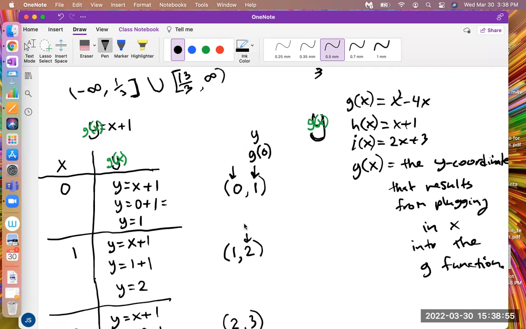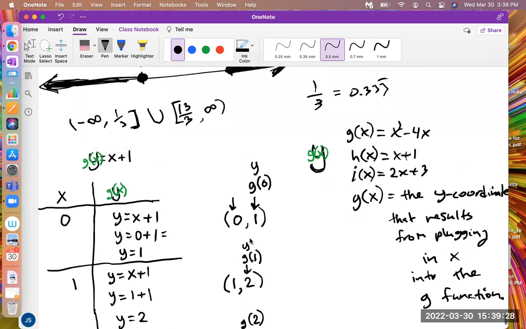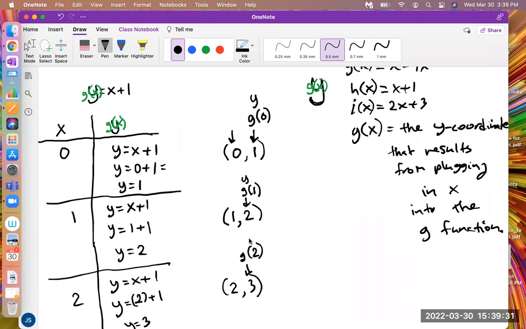This one could be thought of as, instead of saying y coordinate, they're calling it g of 1, because they plugged the 1 into the g function to get that particular y coordinate. And then they call it a new name, g of 2, to say, hey, the way I got this y coordinate is I plugged 2 into this function. I hope this makes more sense to you, and please let me know if you have questions. Bye.